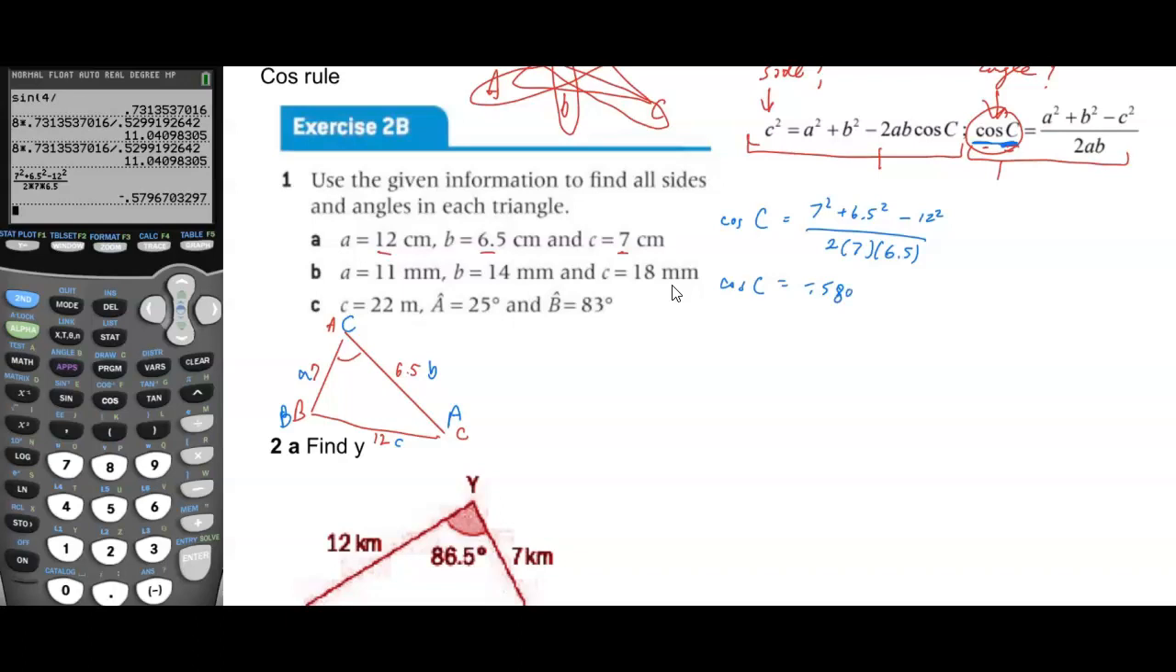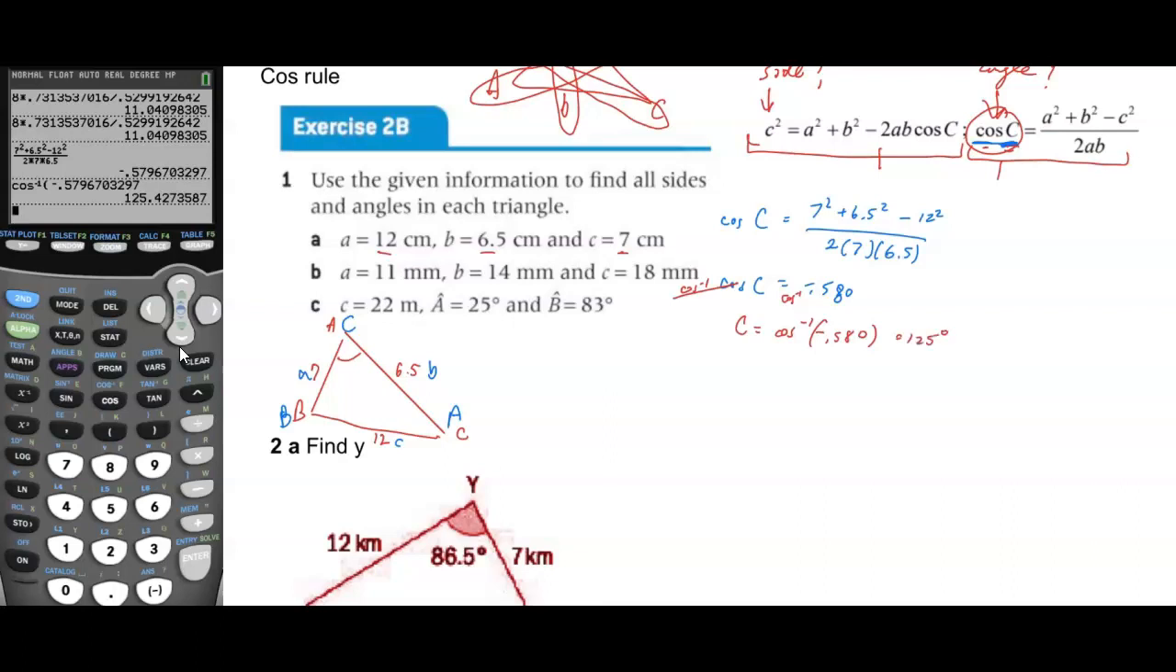Okay, and then if I want to find out what C is, remember I need to undo cosine, which I do by putting inverse cosine on both sides, and then these two cancel out, and I'm left with C equals inverse cosine of negative 0.580. So let's do that. We can do inverse cosine by pressing second cosine, and then I grab negative 0.580, and my answer is 125 degrees.